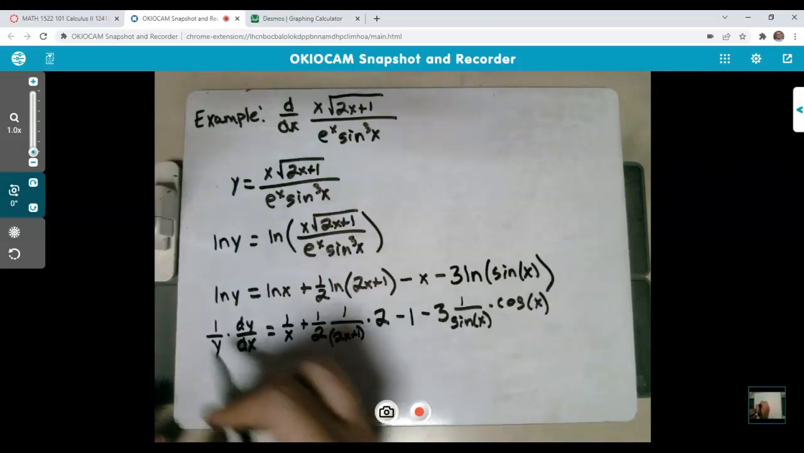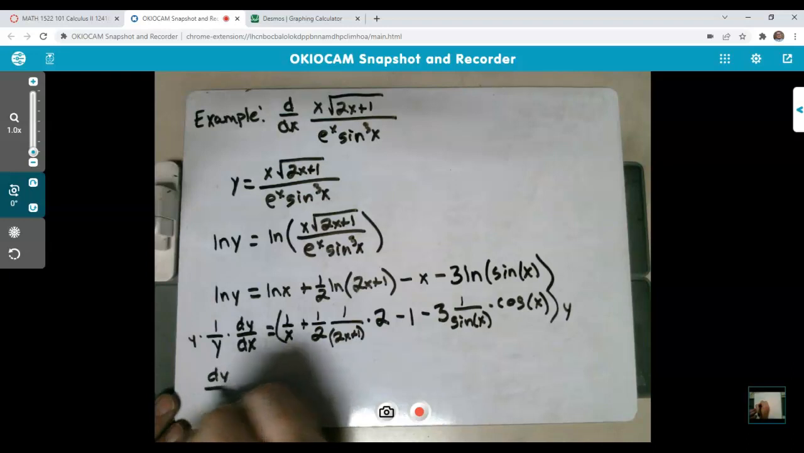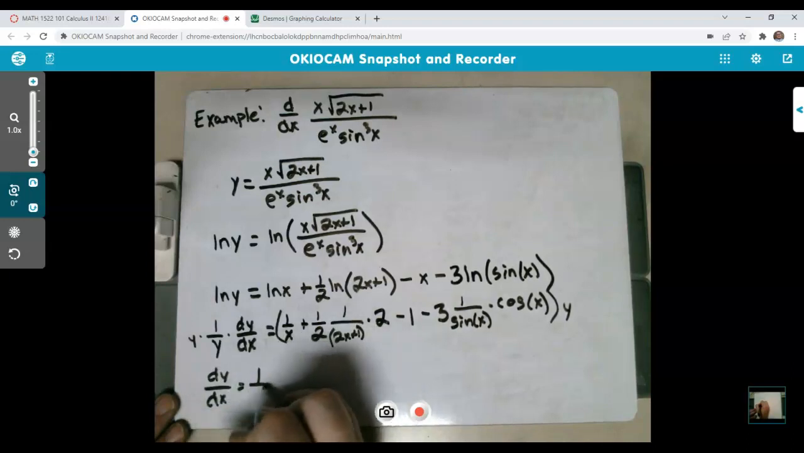So now I just have to multiply everything by y. Everything by y, and for dy/dx you get 1 over x. Notice here I have 1/2 times 2, they cancel out, so plus 1 over 2x plus 1 minus 1 minus 3 cosine of x over sine of x. All of that times the y, but I know y is equal to x square root of 2x plus 1 over e to the x sine cubed of x.